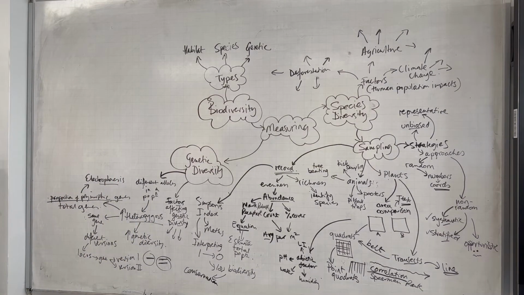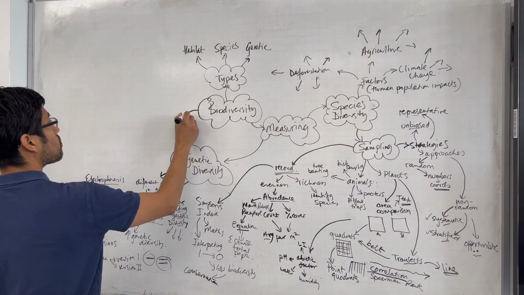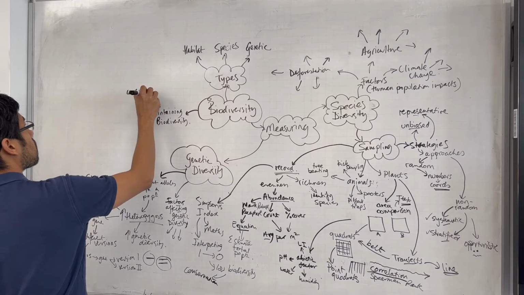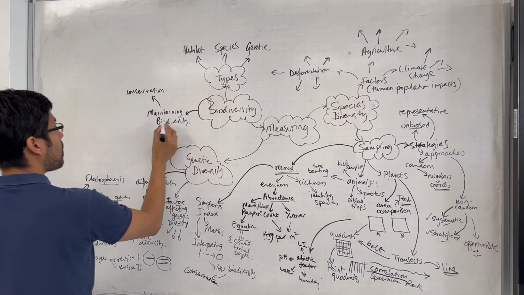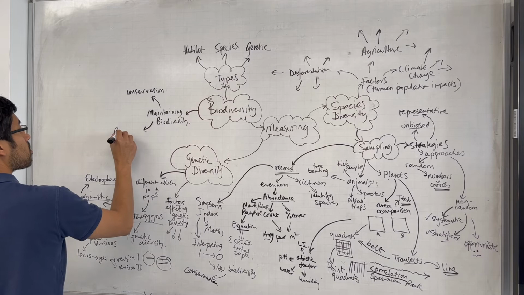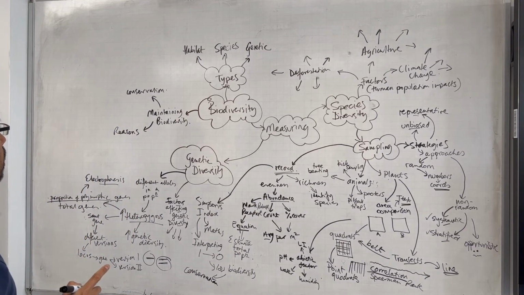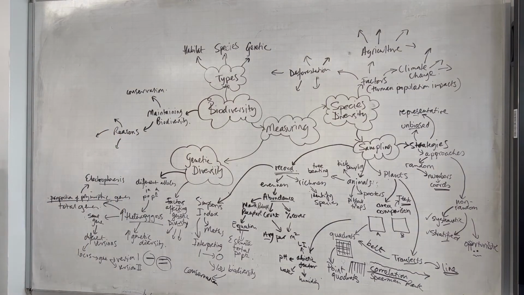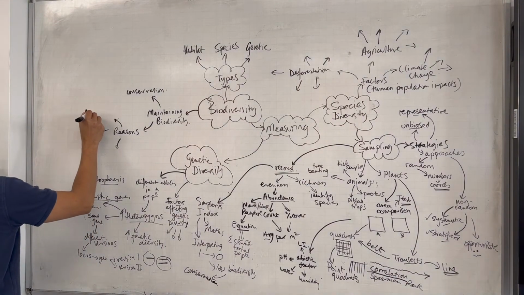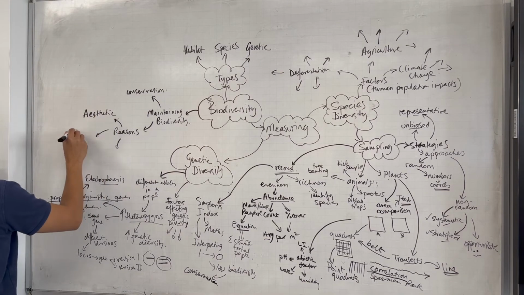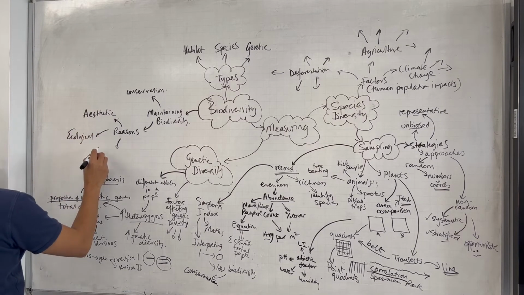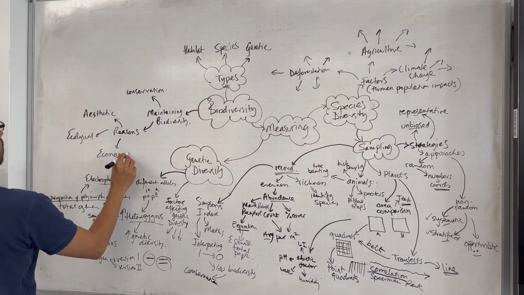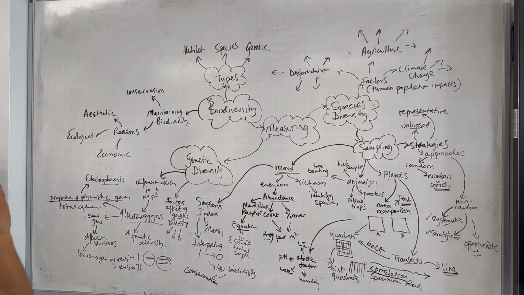Right, then we move on to maintaining biodiversity. Okay, maintaining biodiversity, and the way we do that is conservation. Right, but so the maintaining biodiversity, there are reasons. So the reasons for maintaining biodiversity, right? Aesthetic, ecological, economic. Okay, I'll just give examples, right?